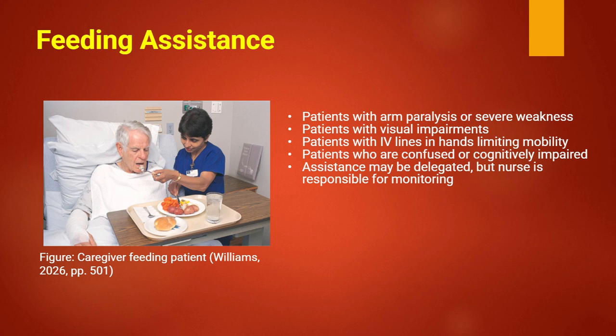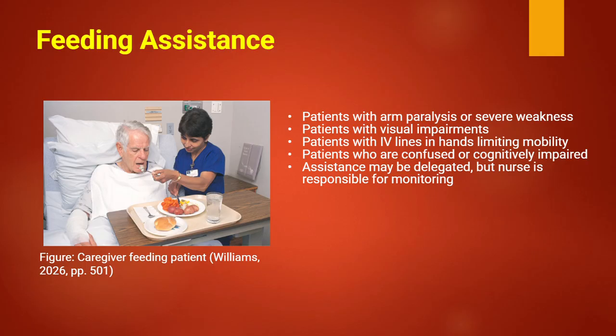Some patients are unable to feed themselves safely or effectively, and as LPNs, you need to recognize who requires feeding assistance. Patients with paralysis of the arms lack the motor ability to bring food to their mouth, so they rely on caregivers for meals. Those with visual impairments may be physically capable of feeding themselves, but they may struggle to locate food on the tray or cut food safely. In these cases, nurses can assist by orienting food using the clock method or providing adaptive utensils.